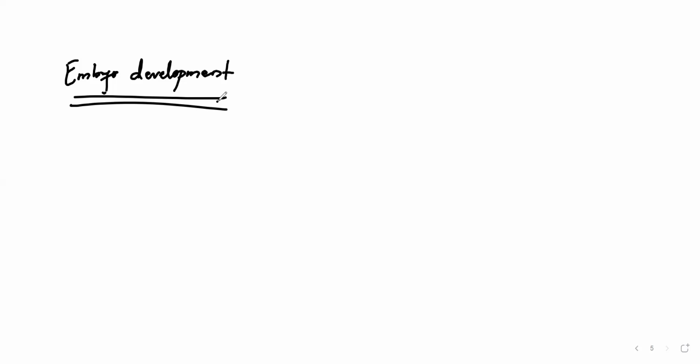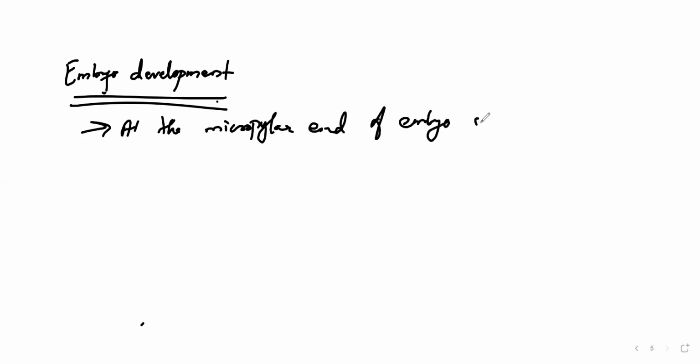We have already seen that. So here whatever the embryo is, its development takes place where? At the micropylar end of the embryo sac. Right? So here only that particular zygote is also situated.